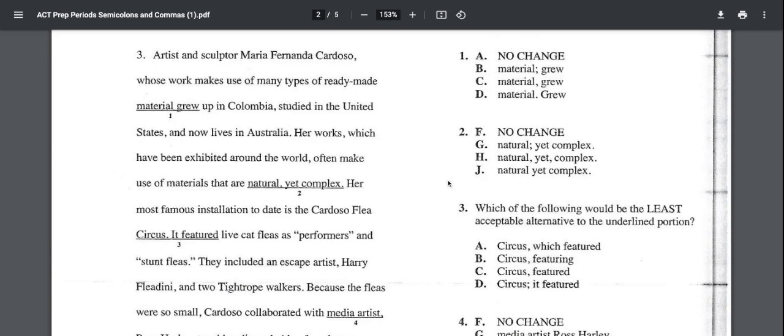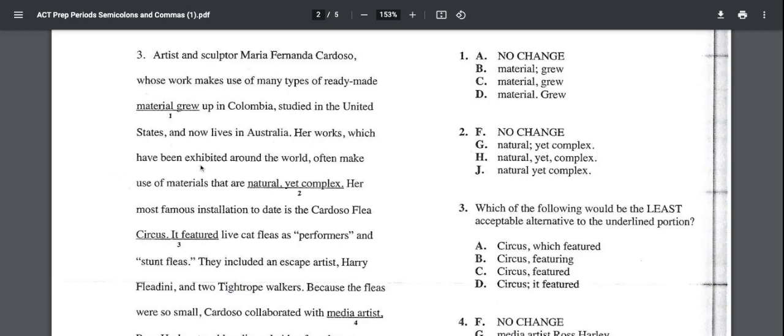Okay, let's try number 2. I see semicolon and, well, no easy elimination here, but let's try semicolon first. Actually, I can go ahead and eliminate that one too, because on both sides we have to have a complete sentence. I see "yet complex." period. That's obviously not a complete sentence, so it's not G. Let's look at the sentence.